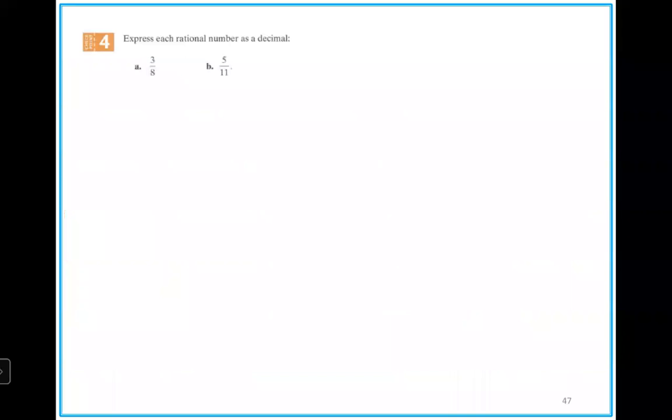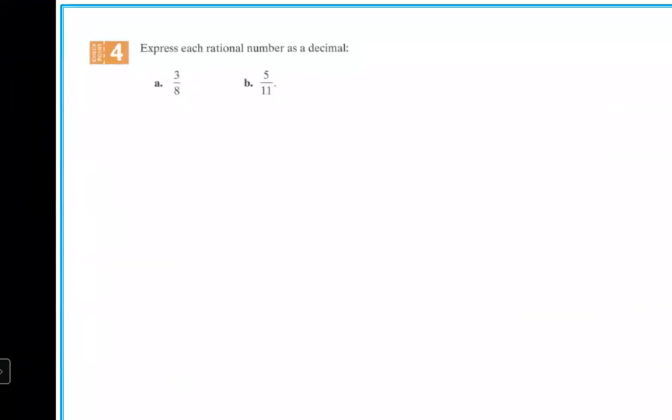So let's look at these two. I'll give you a minute to do those two, and I'm going to call on two persons to tell me what they get. I'd suggest just use the calculator and work it out.